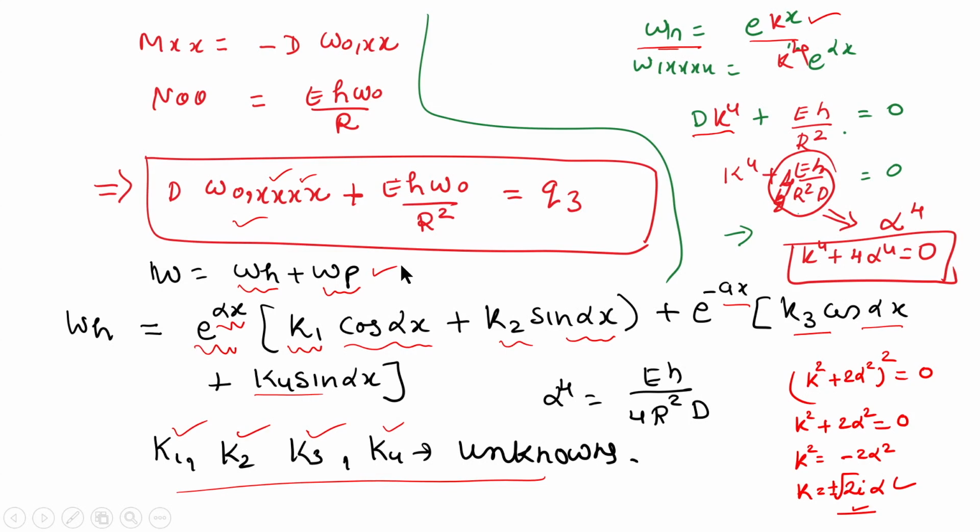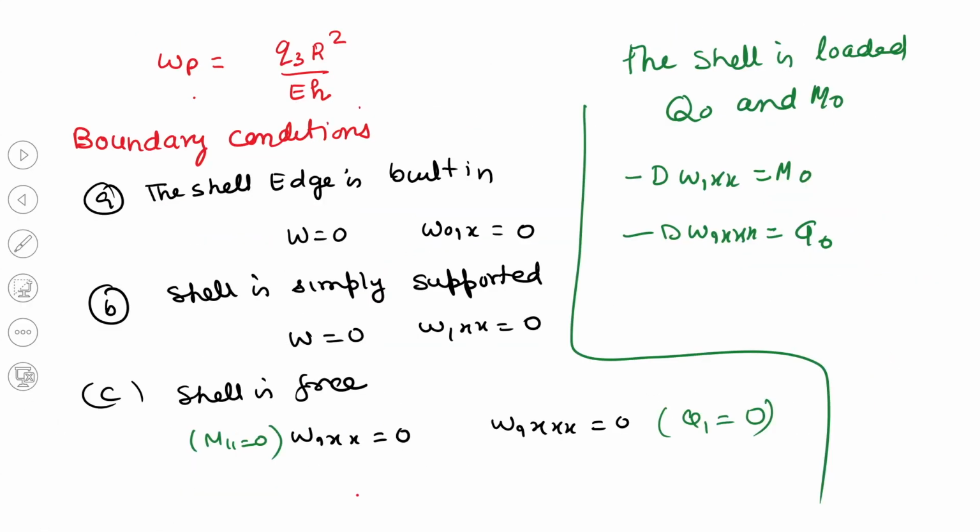And what will be the particular solution? The particular solution basically depends upon the function Q3. If Q3 is a sine, then the particular solution will be different. Now, we have assumed a UDL. For that case, it will be Q R square upon E H. For the boundary conditions, if a shell is built in, meaning clamped, then we say that W is 0 and W comma x is 0, at x is 0 and x is equal to L. So, we will have four boundary conditions, and we can solve K1, K2, K3, K4.